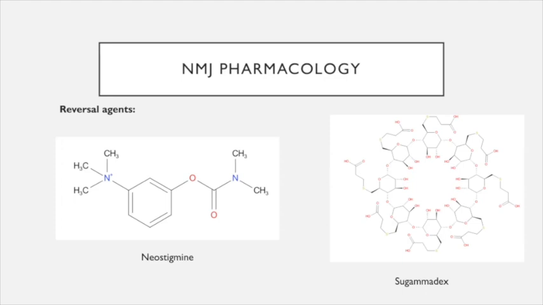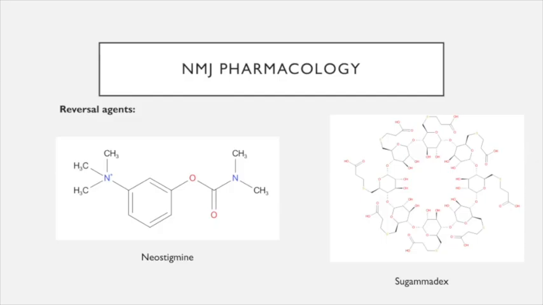There's another agent called sugammadex, which is a cyclodextrin. The advantage of sugammadex is that it can be used to reverse aminosteroids like pancuronium, rocuronium and vecuronium, because it encapsulates the muscle relaxant. It doesn't actually matter when you've given the muscle relaxant, you can get complete reversal if you give the right dose of sugammadex.